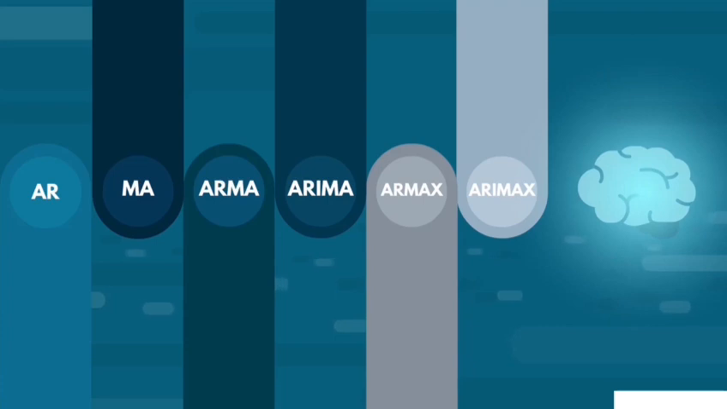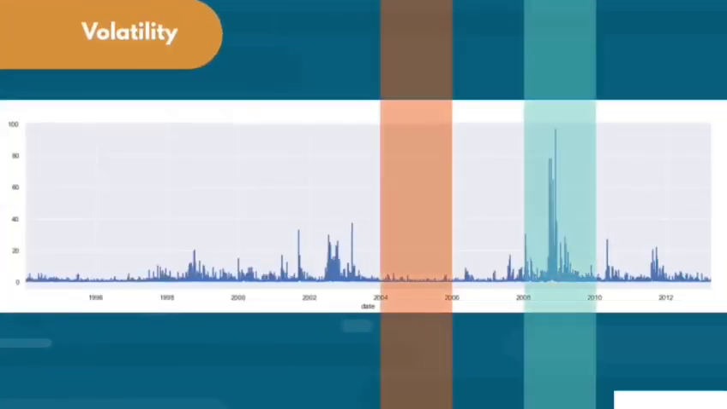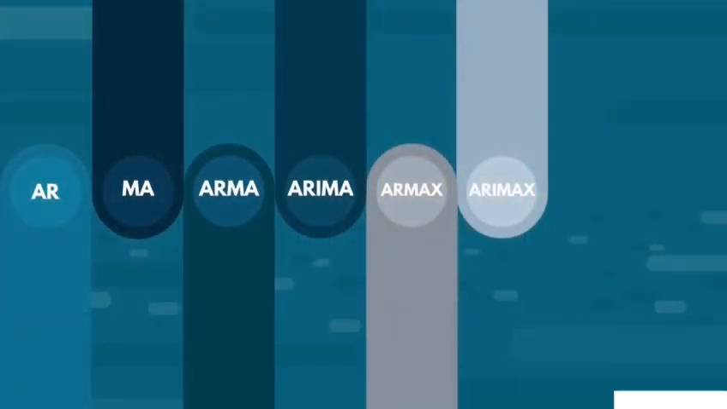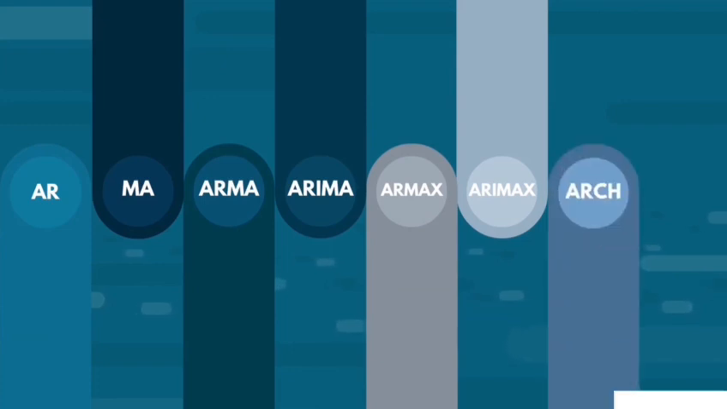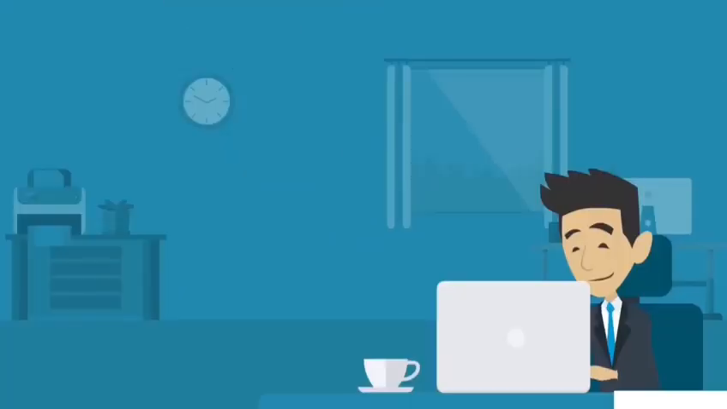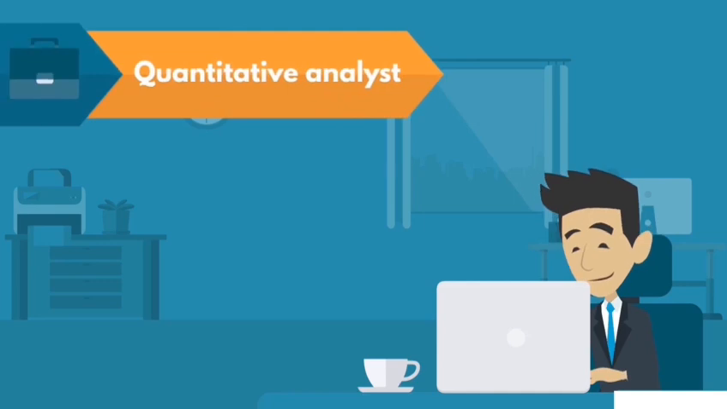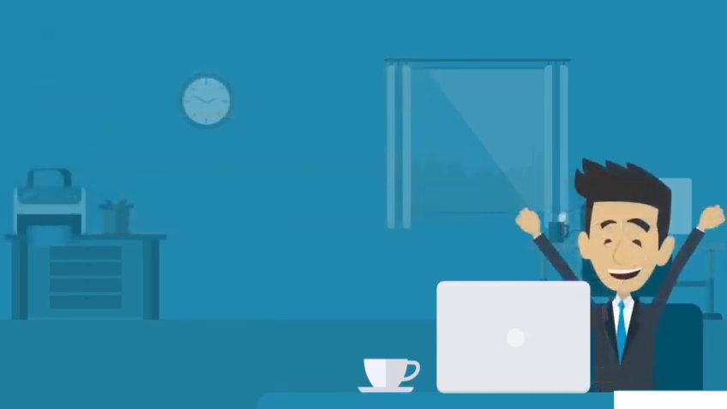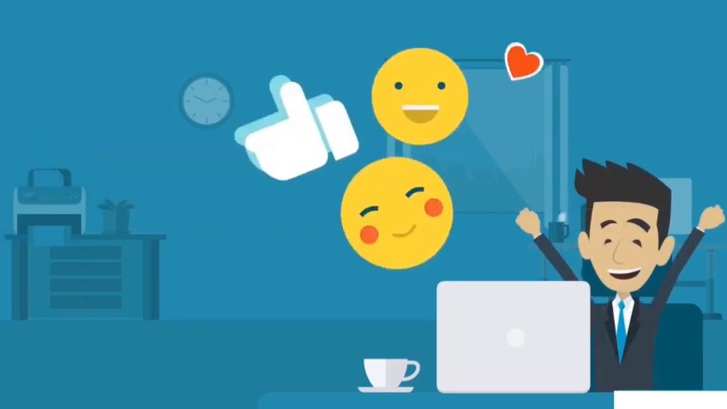No time series analysis course is truly complete unless we explore volatility. And the best way to do that is through the autoregressive conditional heteroscedasticity model, known as the ARCH, and its generalization, GARCH. This will prepare you for a whole other job description, that of a quantitative analyst or a risk management analyst. Sounds great, doesn't it? This is going to be an incredible adventure.